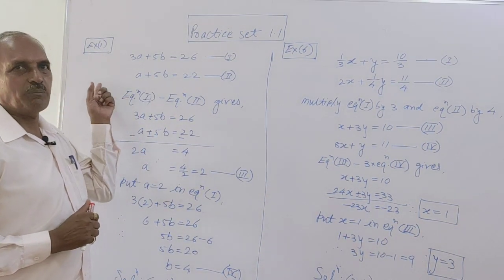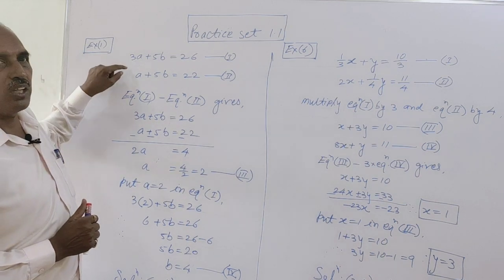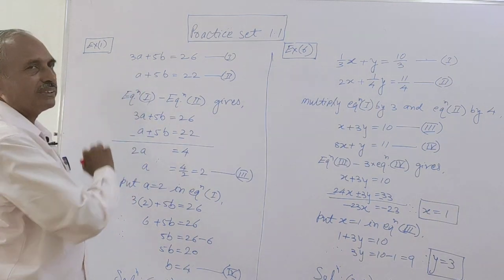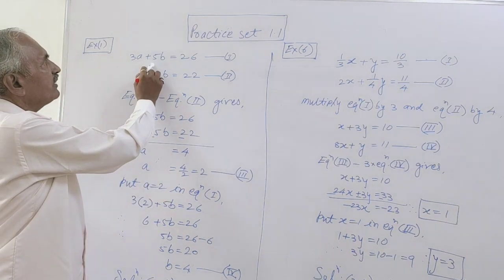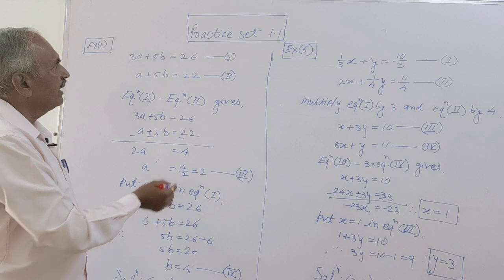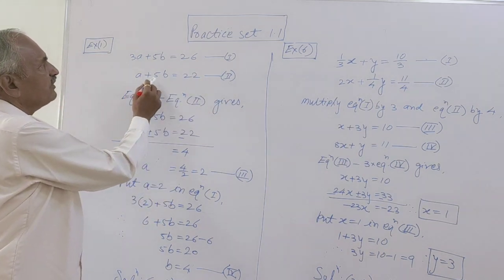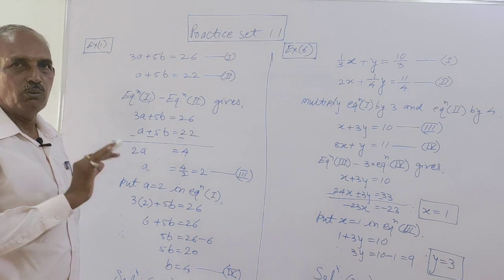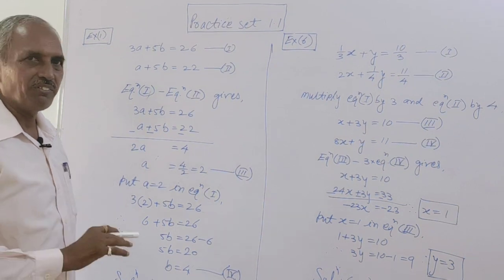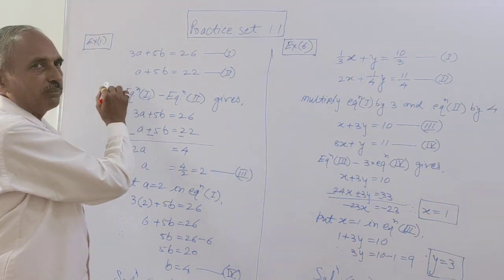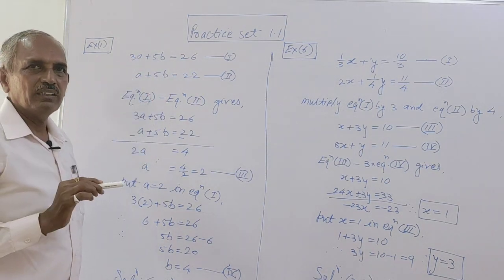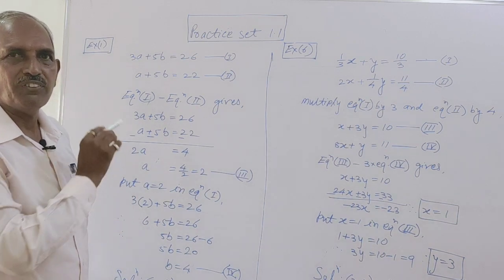The first example from that practice set is: solve these two simultaneous equations. What are these two simultaneous equations? One equation is 3a plus 5b is equal to 26. Let us give the name equation number 1. And the second equation is a plus 5b is equal to 12. Now we are asked to solve these two equations, means we have to find the value of this variable, a, and the value of the other variable, b. So our aim is to find the values of a and b.